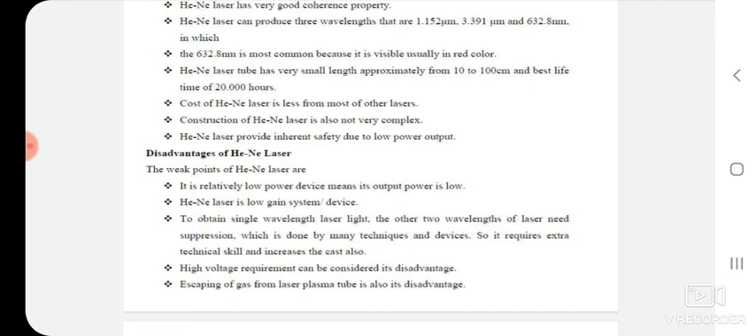High voltage requirement can be considered one of the important disadvantages of He-Ne laser. Escaping of gas from the laser plasma tube is also a disadvantage of He-Ne laser.